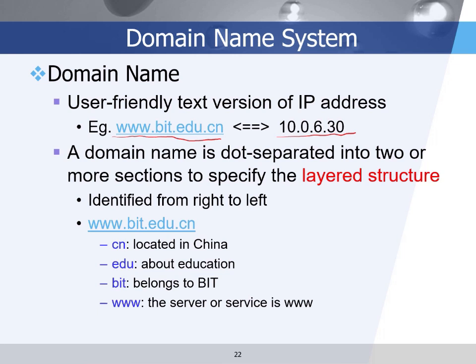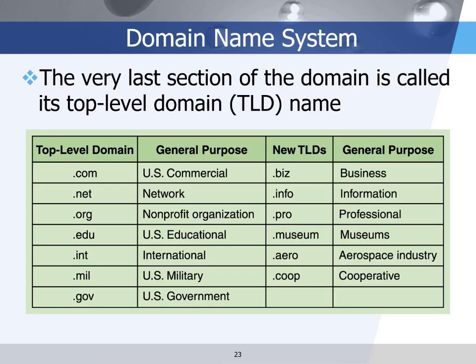So for example, this domain name has 4 parts, and CN means the location is in China, EDU means that this is for education, BIT means this belongs to Beijing Institute of Technology, and www means the server or service is the World Wide Web service. The very last section of the domain is called the top-level domain. For example, .com or .net or .org or .edu, all of these are top-level domains.